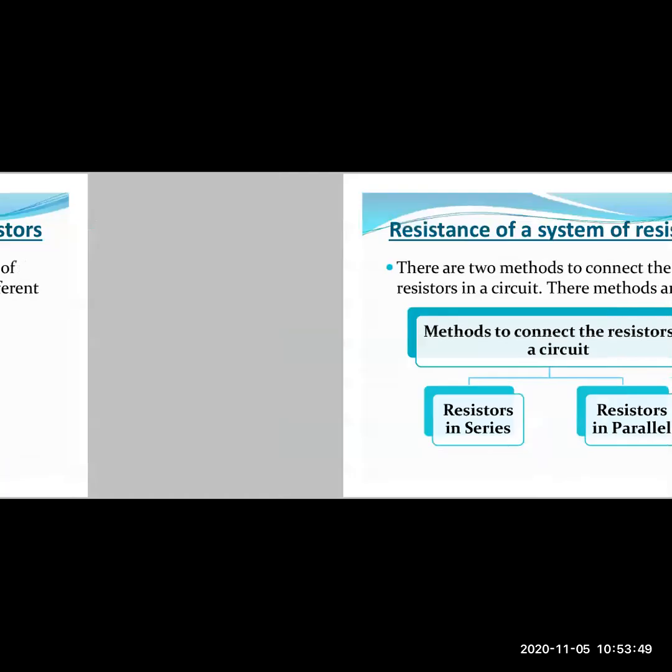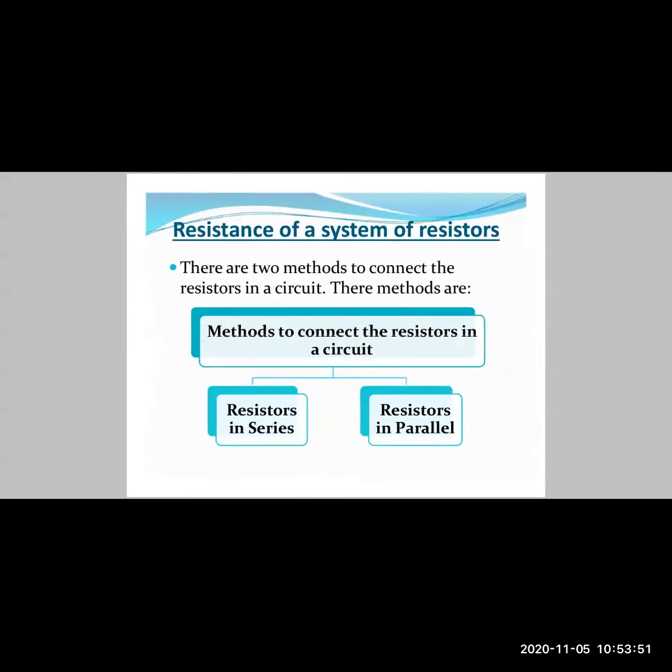Now there are two methods to connect resistors in a circuit, right? Out of those two, we have already discussed one, that is resistors in series, and the other one is resistors in parallel, right? So today we are going to go into detail about how resistors in parallel work in a circuit, and how Ohm's law will apply to the individual cases.